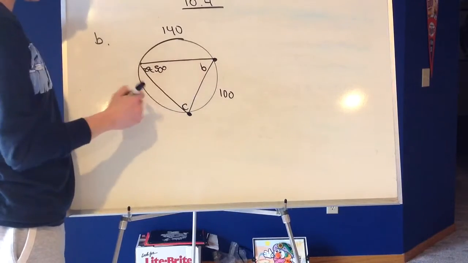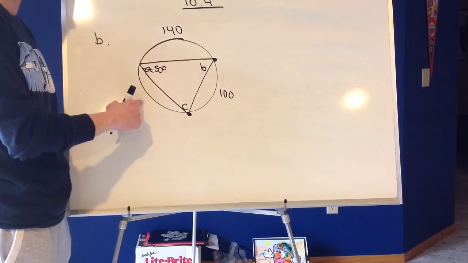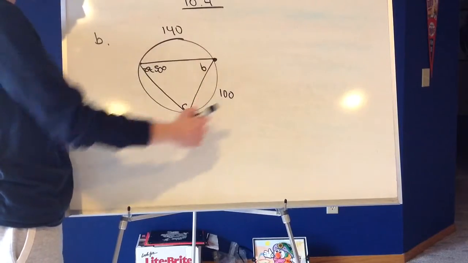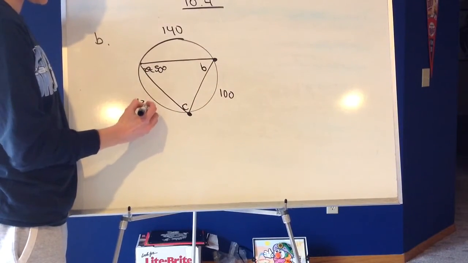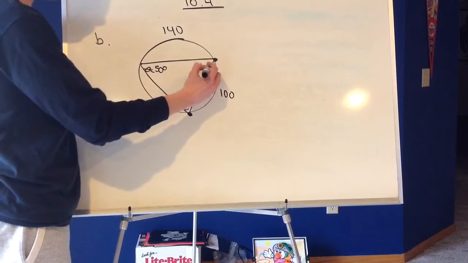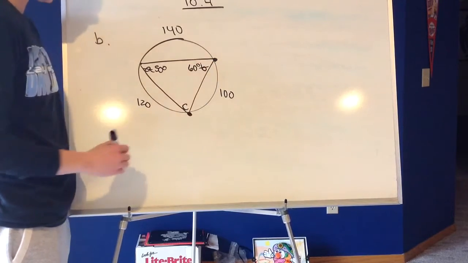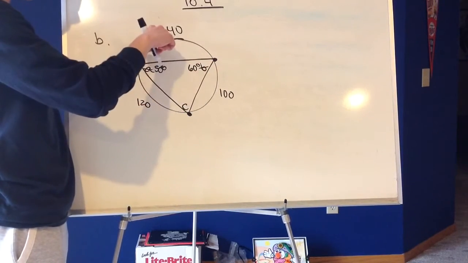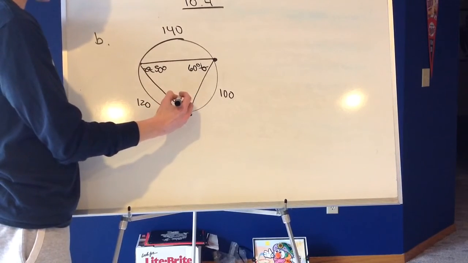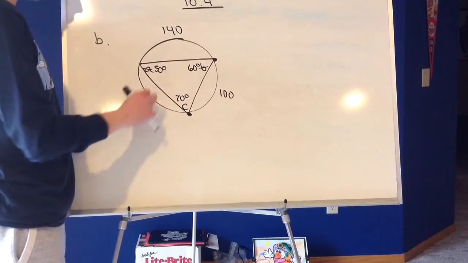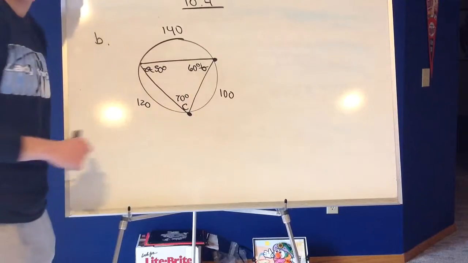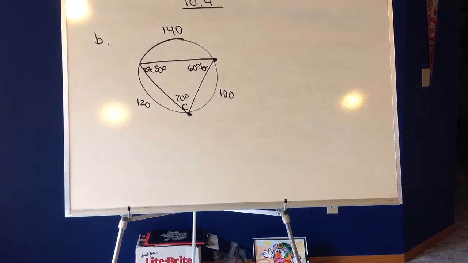For B, you'll notice you don't have its arc, but you can find it because the circle equals 360. So that means there's 120 left over. Half of 120 would make it 60. And then C, its arc would be 140. Half of that would give us 70. So we'd want 50, 60, and 70 for A, B, and C.